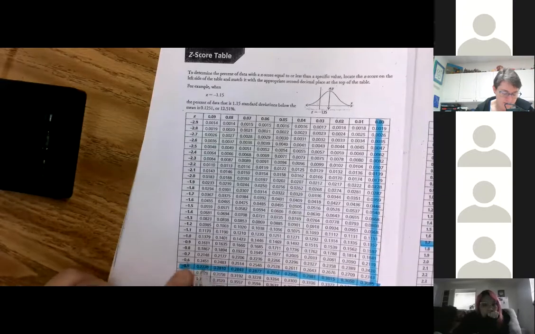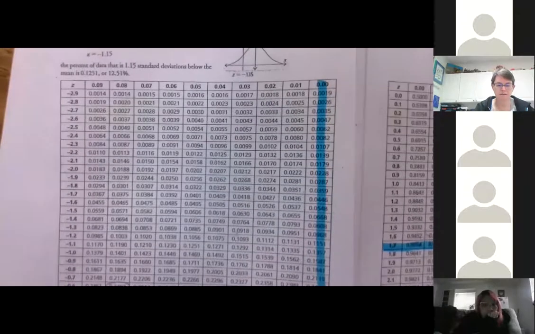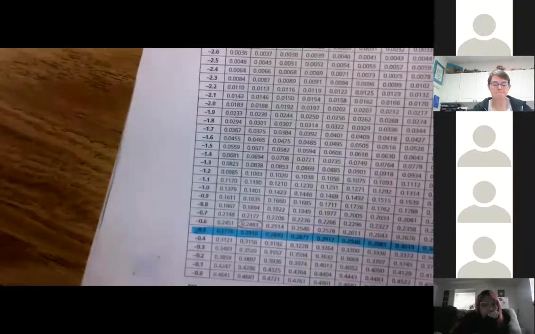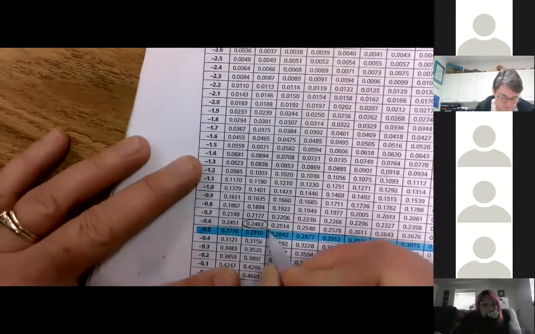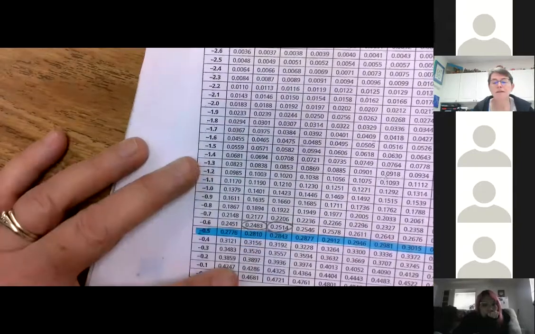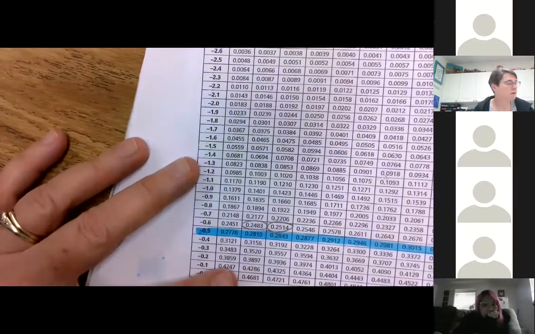All right, well, there's 0.1. That's not enough. If we look at negative 0.6, there's 2483, and 2514. Those are going to be the two numbers that are closest.